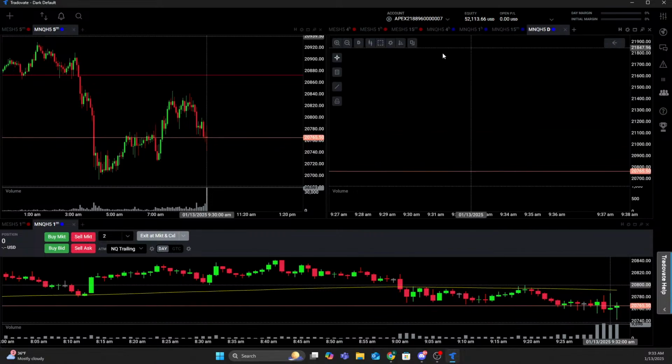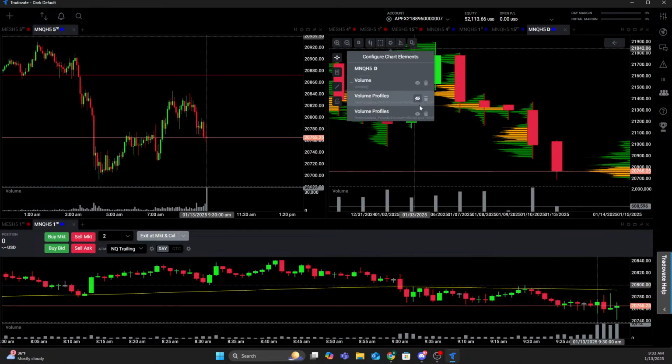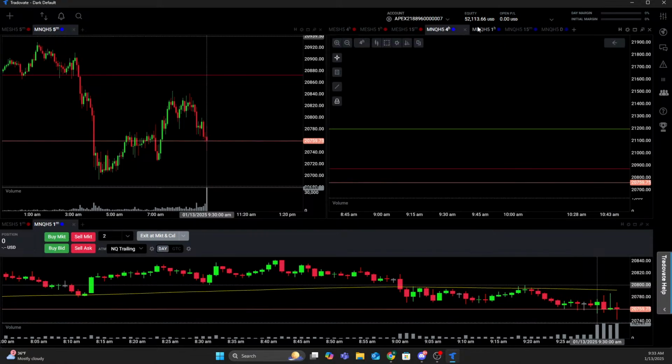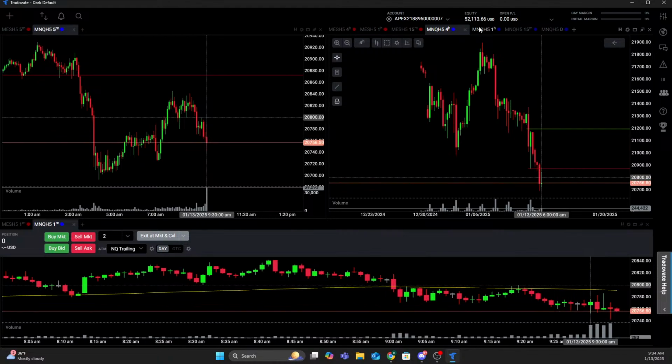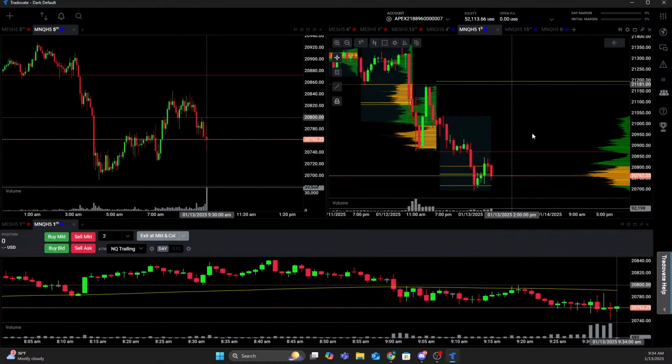SPY doesn't really have it, but NQ has a little trend line to the upside as well. Yeah. I kind of see it bouncing off that right now, but it did break it.